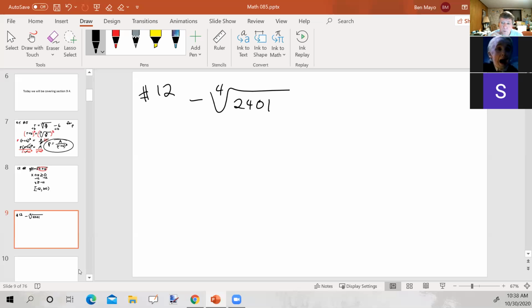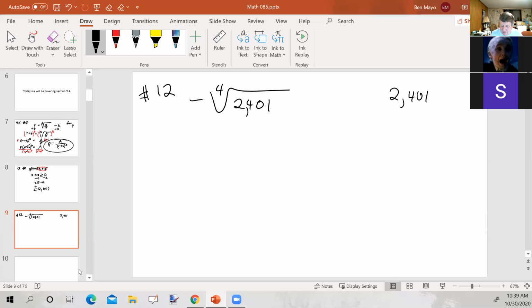All right, now we're taking an even root, fourth root, but that negative sign is outside of the radical. So it's not like we're taking an even root of a negative number. That negative sign outside will be applied later. So I want to figure out, is 2401 something to the fourth power?